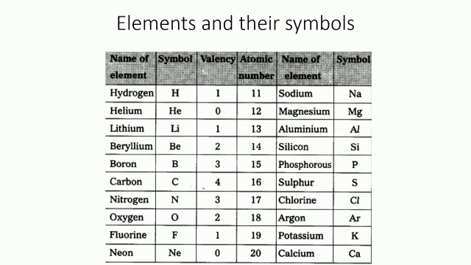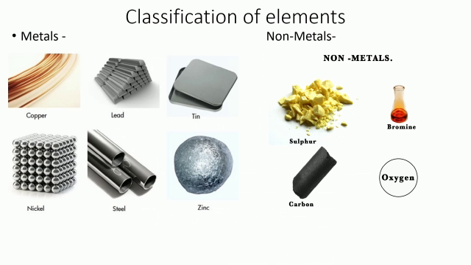Some elements and their symbols are listed in the table given on screen. When the initial letter in the names of two or more elements is the same, a pair of letters is used to write the symbol. Example, we write H for hydrogen and He for helium. Also, we write C for carbon and Cl for chlorine.